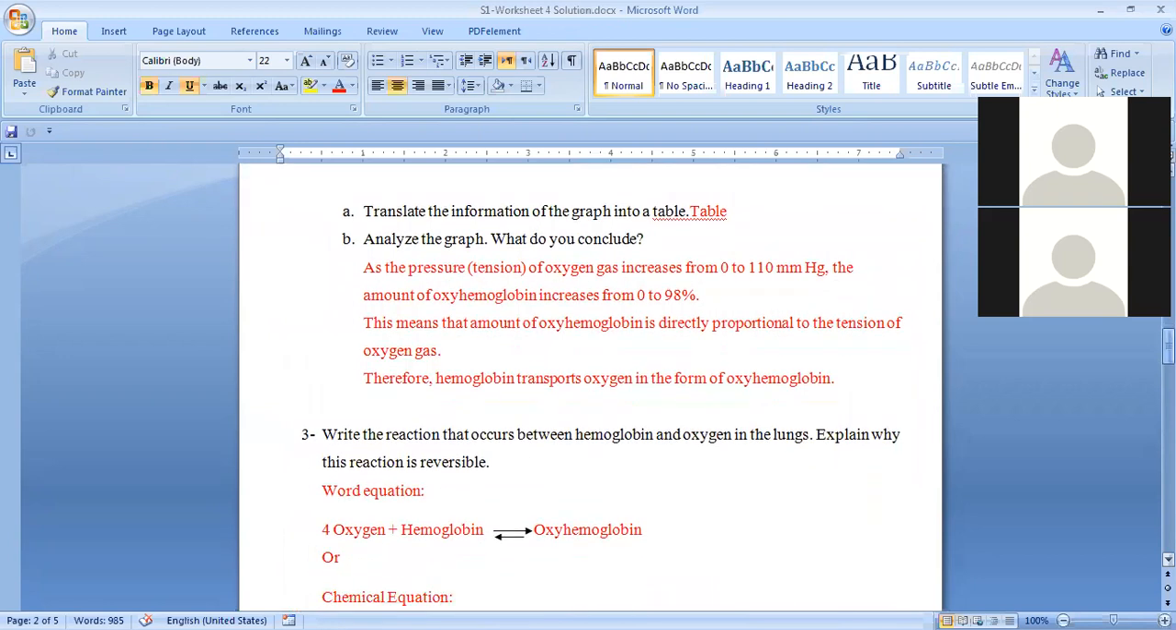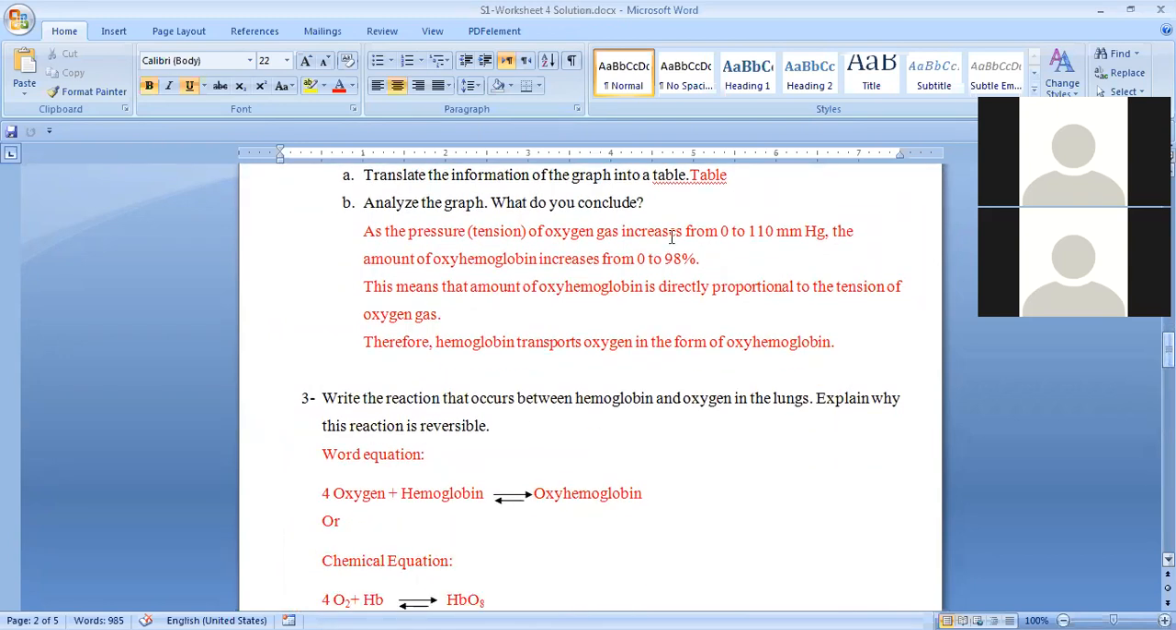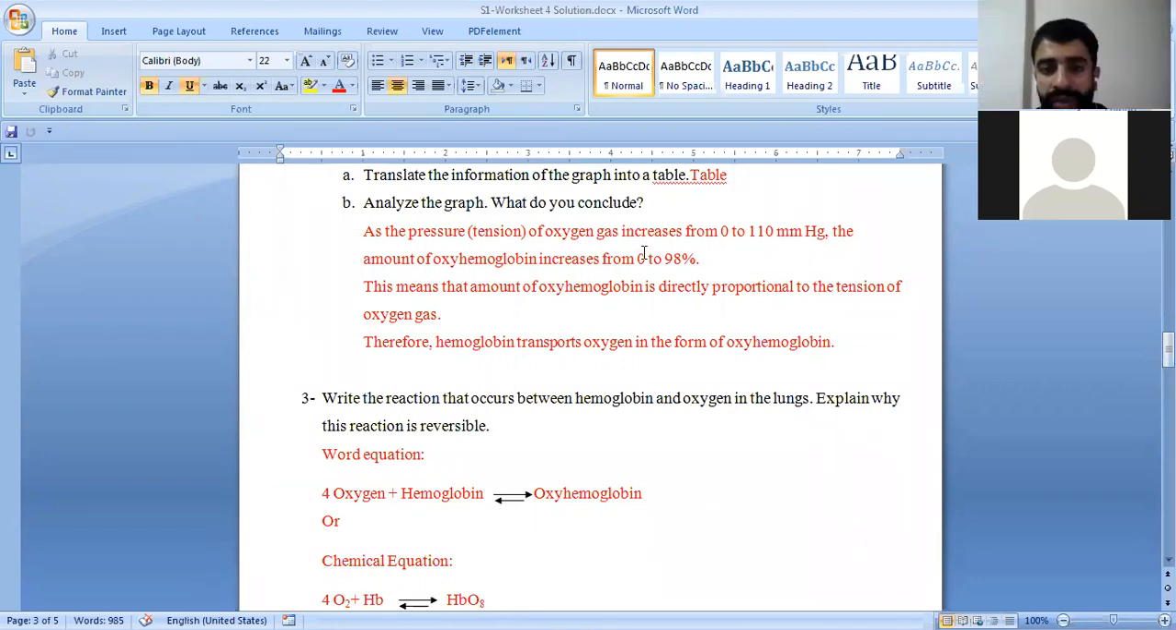Analysis. As Yasmina said, as the pressure increases from 0 to 110 millimeter Hg, the amount of oxyhemoglobin increases from 0 to about 98 to 99%. So this means the amount of oxyhemoglobin is directly proportional to the tension. So as the tension increases, the amount of oxyhemoglobin will increase. Therefore, hemoglobin transports oxygen in the form of oxyhemoglobin.